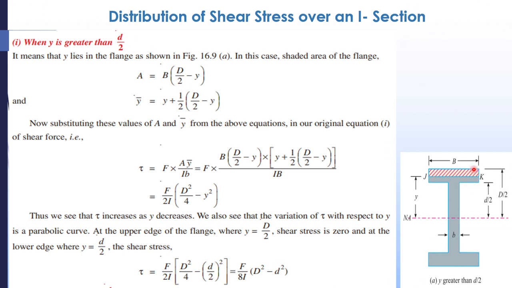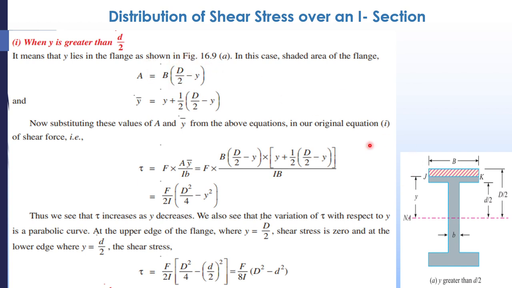That means y lies in the flange. Okay, so we are considering a section here, having breadth B, and the distance from the neutral axis to that particular section is y. So what is the area of the section? Area is nothing but capital B into this width. What is this width? The total distance is D by 2 from this 0, so the total depth is D by 2 minus y. D by 2 minus y is the width into breadth, B into (D by 2 minus y).